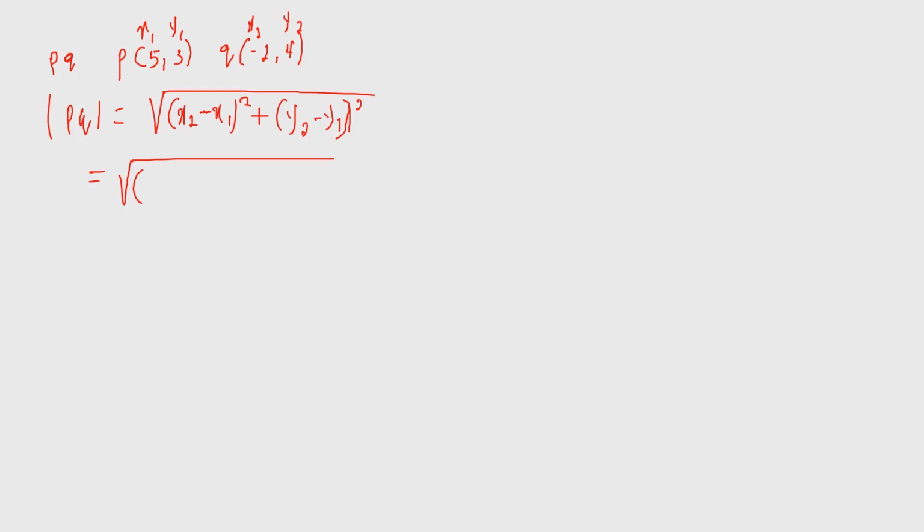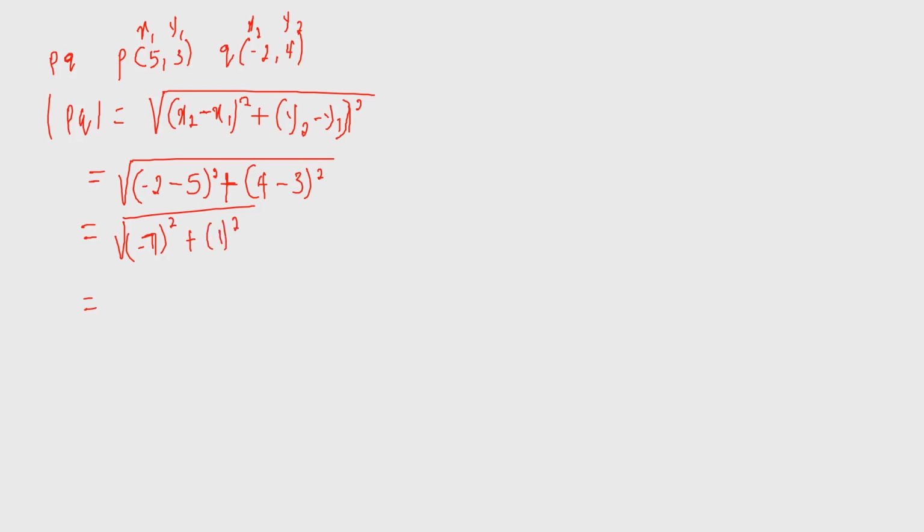So now my x2 is minus 2, then minus, what's my x1? My x1 is 5, so I put it in squared, then plus, open another bracket. Then what's my y2? My y2 is 4, and what's my y1? My y1 is 3, squared. So which is going to be the square root of minus 2 minus 5, which will give you minus 7. Okay, then plus 4 minus 3, which will give you 1. So we also square it.